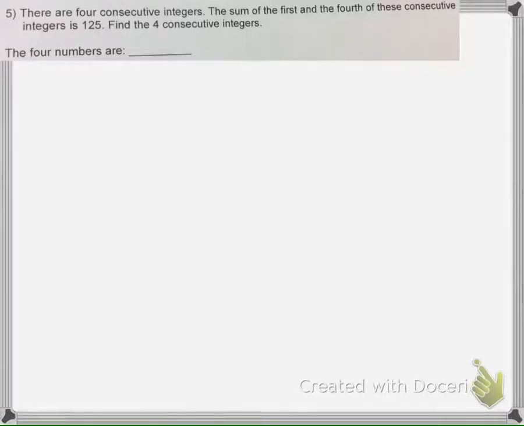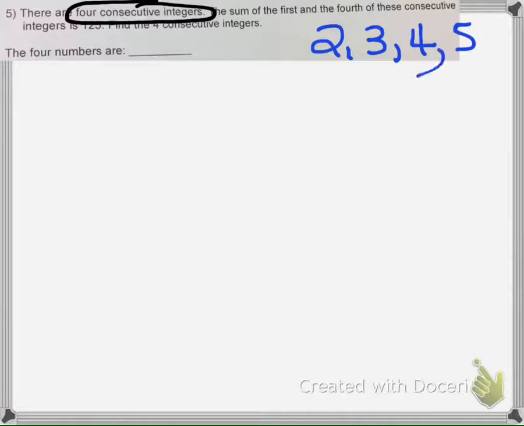Okay, let's try one that's pretty similar to that. Again, I would advise you to pause the video, think about it, and then play the video. In this problem, it says that there are 4 consecutive integers. That means like 2, 3, 4, 5. It just means 4 numbers that are right next to each other. They follow each other in order.